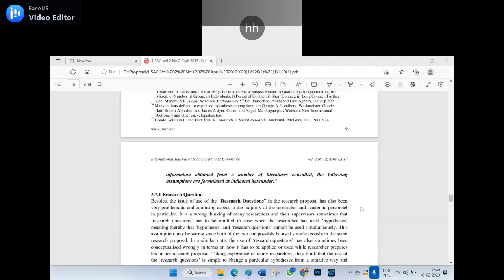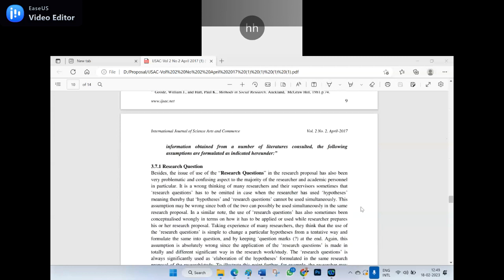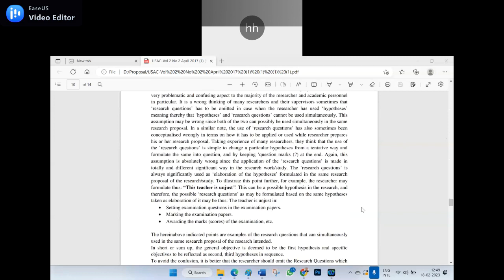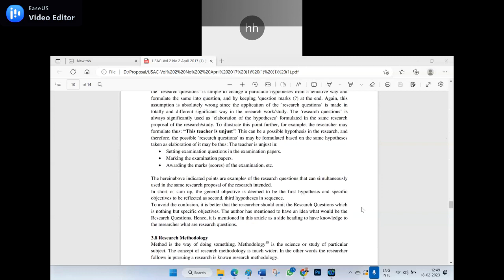When you come to the research questions, of course, either you write the hypothesis or you write the research question. Both should not be written over there. So that is what I suggested here. Research questions, I told you, are nothing but what you mentioned in the specific hypothesis and general hypothesis. The above indicated point is that the research questions and hypotheses can be simultaneously used in the same research proposal for the research intended.